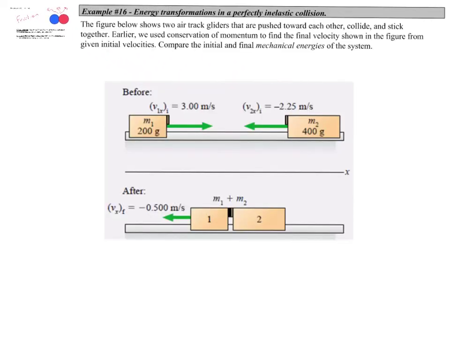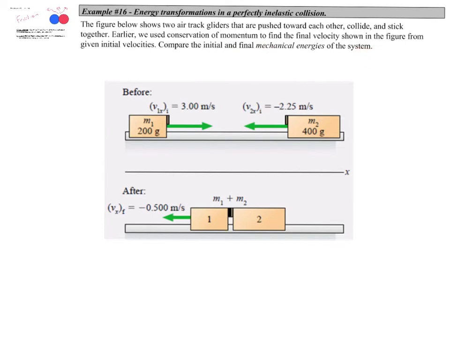Okay, so here we have two air track gliders, and they're going to have a collision. One of them is moving to the right at 3 meters per second. The other is moving to the left at 2.25 meters per second. And they have different masses. They're going to collide and stick together and move together with a final velocity of 0.5 meters per second. We want to compare the initial and final mechanical energies of this system.